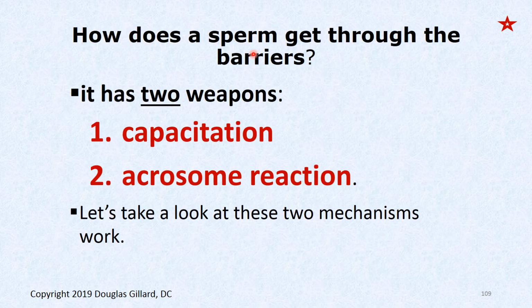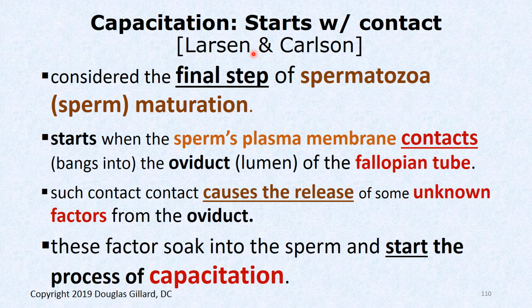All right. So how does the sperm get through these barriers? Well, it has 2 weapons or 2 processes that it uses. Capacitation, which we have to start with, in fact matures the sperm. And the acrosome reaction. So let's start the capacitation story first. This is considered the final step of sperm maturation. Of course, sperm could be called spermatozoa. It starts when the sperm's plasma membrane contacts the oviduct. Remember, it's swimming up the fallopian tubes looking for that egg.